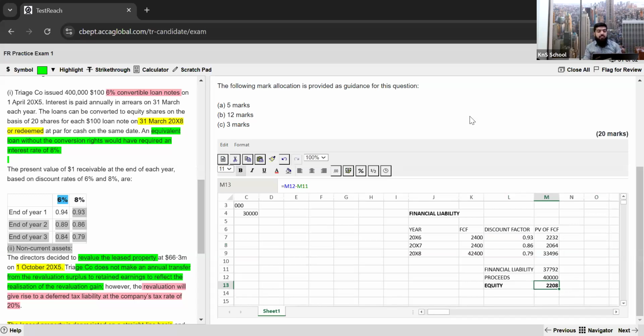And remember, as per IFRS 9, equity should not be restated. Yes, the amount of equity that you have calculated should not be restated. In all accounting periods, it will be recorded as 2208.